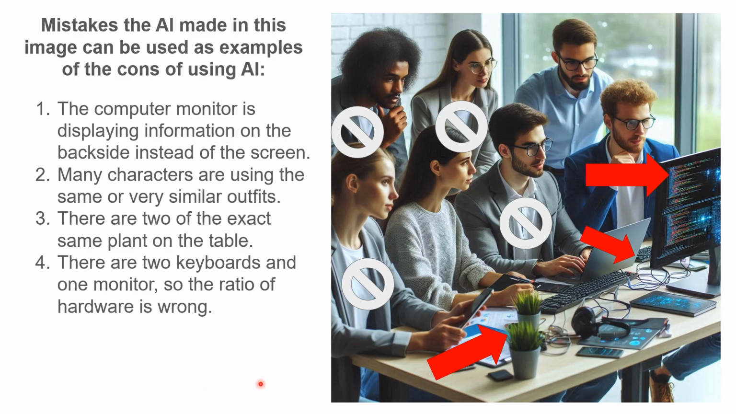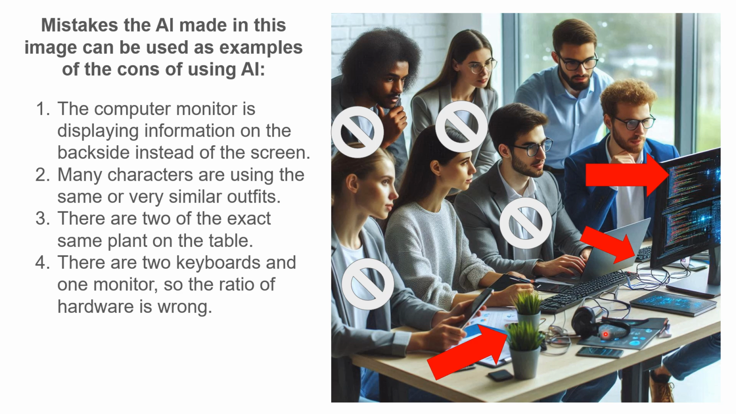So let's take a look at these mistakes. The mistakes the AI made in this image can be used as examples of the cons of using AI in your writing. So take a look at the computer monitor. The computer monitor is displaying information on the back side instead of the screen. Many characters are using the same or similar outfits. There are two of the exact same plant on the table. And if you look closely, there are two keyboards and one monitor, so the ratio of hardware is wrong in this image.